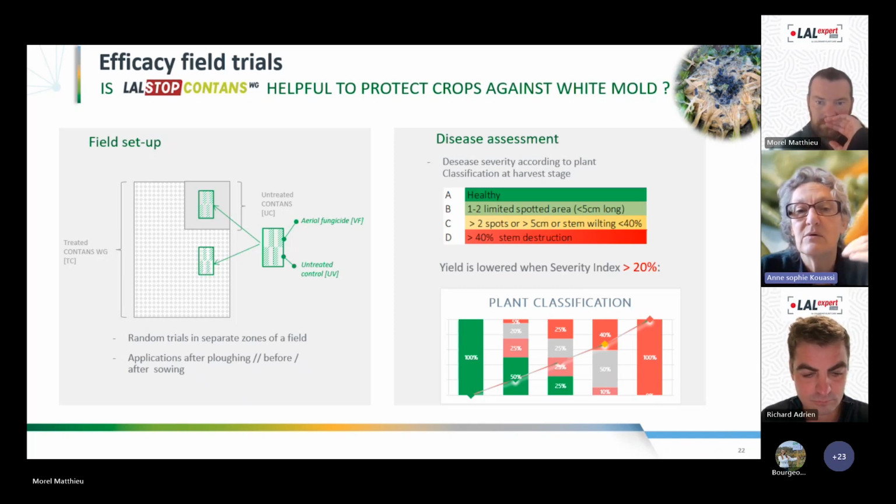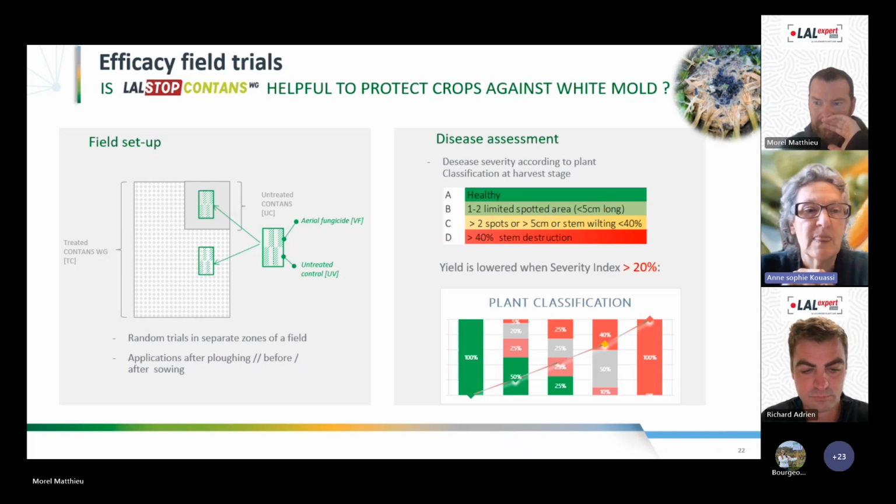And between we have two categories, B and C, that we symbolize with the colors light green and orange. From the respective proportions of these four categories, A, B, C, D, we can calculate a severity index from 0 to 100%. And we assume that when it is over 20%, we can attest that there is less yield, and there is an impact on production.